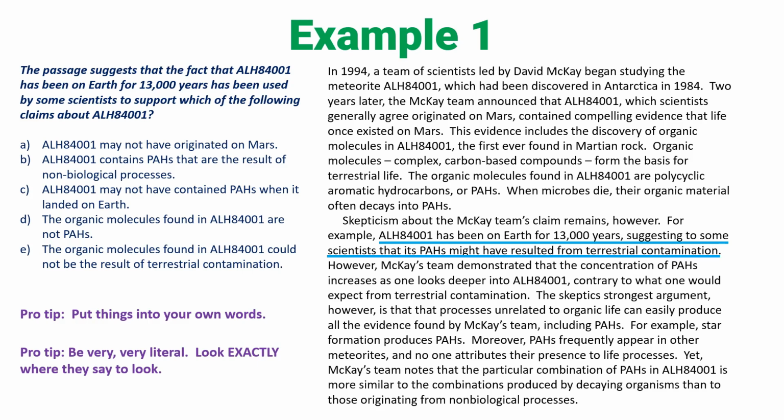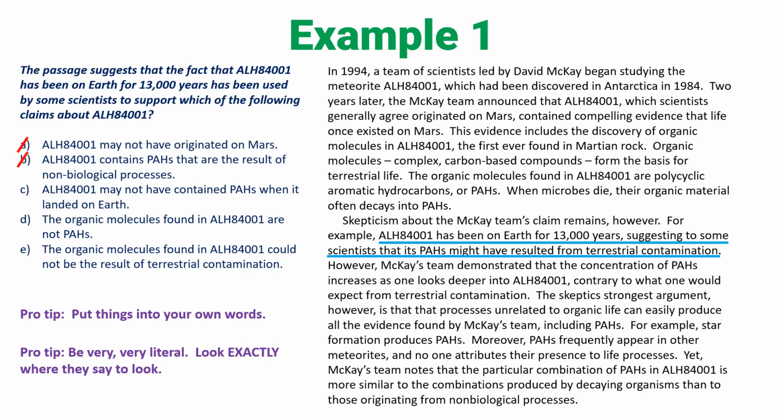Now, in our own words, that underlined portion means something like, because the meteorite has been on Earth for 13,000 years, the PAHs they see might have been picked up on Earth. So terrestrial literally means Earth. Now, we know for sure that A isn't right. Scientists agree the meteorite did come from Mars. B isn't right because I don't see anything about non-biological processes where they told us to look. There's just nothing there. Now, C might be right.